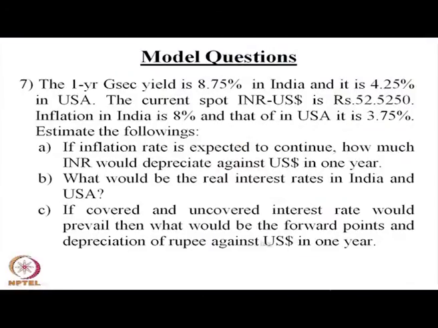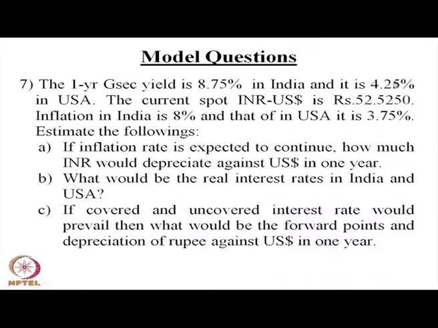Part C, if covered and uncovered interest rate parity would prevail, then what would be the forward point and depreciation of the rupee against the dollar in 1 year? You have to calculate the future spot here. Future spot is nothing but current spot into 1 plus domestic interest rate divided by 1 plus foreign interest rate. Both are given to you. The spot given to you is 52.5250, that is the current spot. The Indian interest rate is 8.75 and the US interest rate is 4.25. Using these two, you can calculate the future spot, and from there you can estimate what the forward rate will be after 1 year.